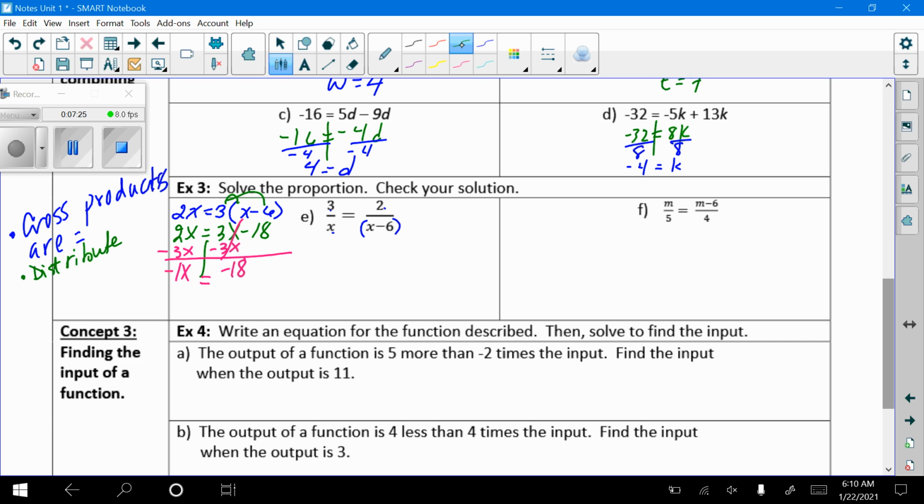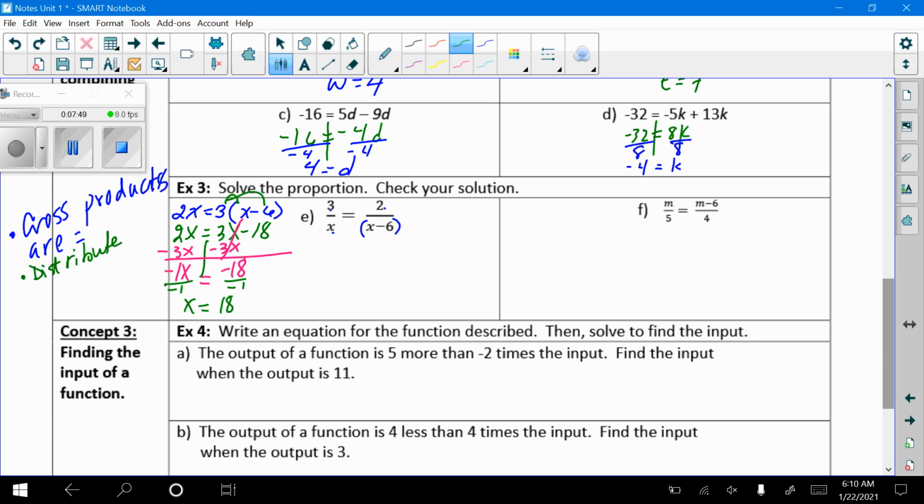I don't want to solve for negative x, I want positive x. So I need to get rid of the -1, which is multiplied by x. So divide by -1. And now I get x is equal to positive 18. F. Try that one on your own, push pause and then try it on your own.